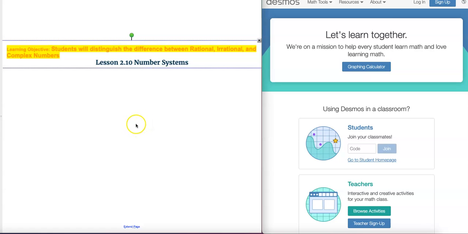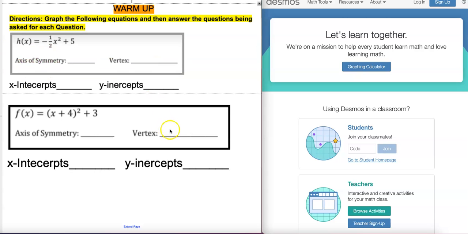Alright, so we're at lesson 2.10 and we're looking at number systems. What are number systems? Number systems are things like rational numbers, irrational numbers, complex numbers, whole numbers, counted numbers, all that kind of stuff. They make up different number systems. So let's go ahead and get started with the warm up.